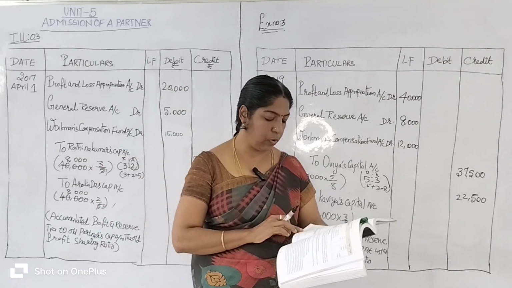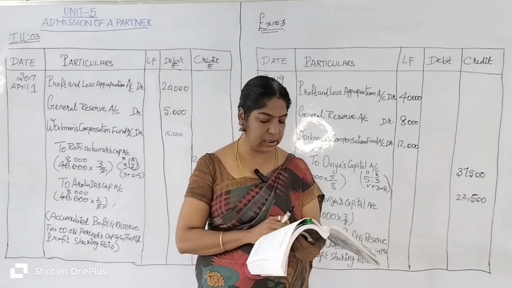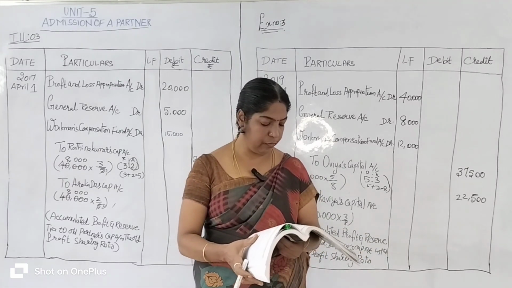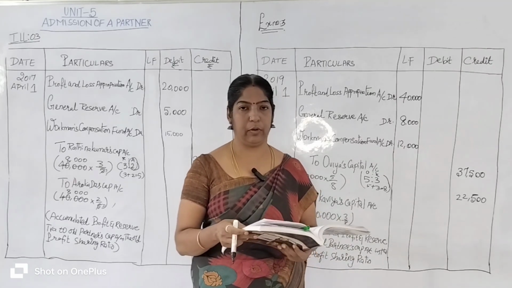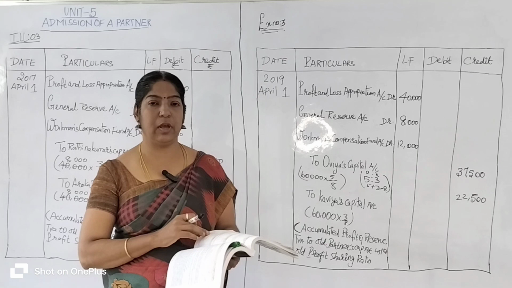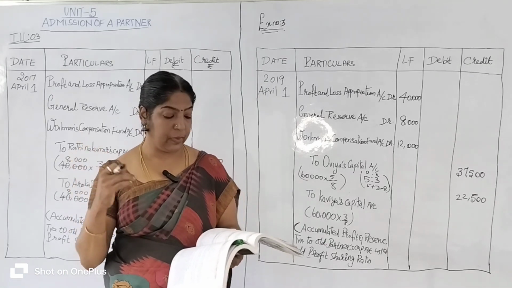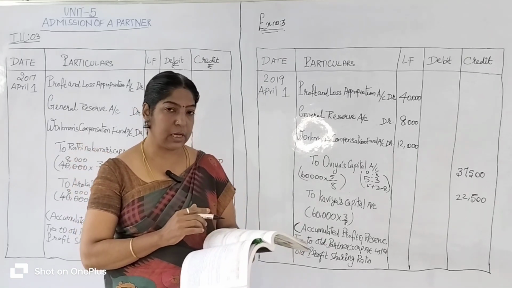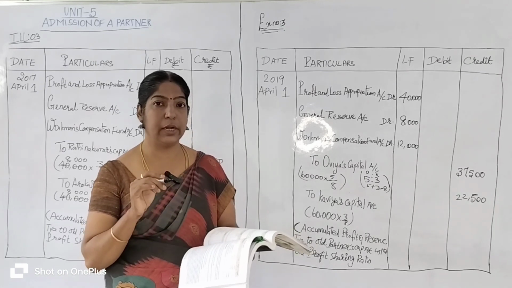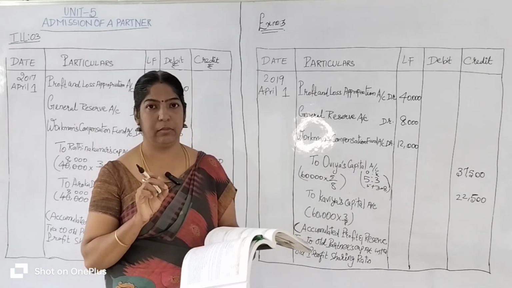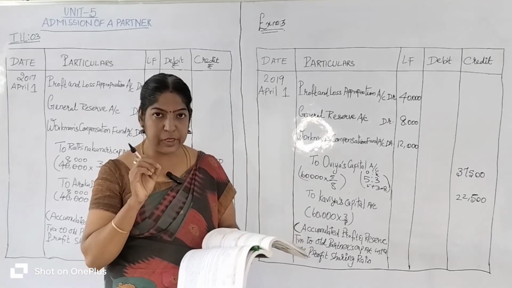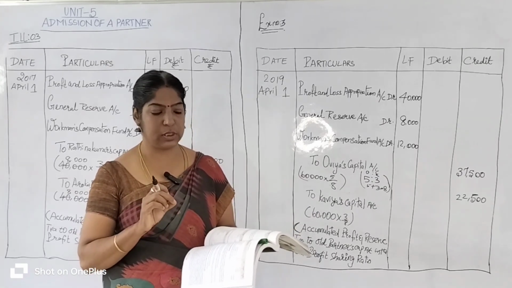David was admitted to partnership on 1/4/2017. Pass the journal entry to distribute the accumulated profit and the reserve on admission. So listen, they have given two dates. Which date are we going to pass the journal entry? 31st March 2017 or 1/4/2017? We are going to pass the journal entry on the admission date. Listen carefully, which date? On admission date only we are going to pass the journal entry.